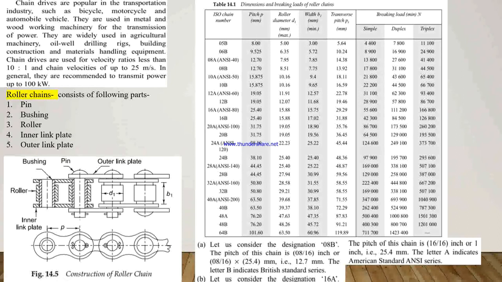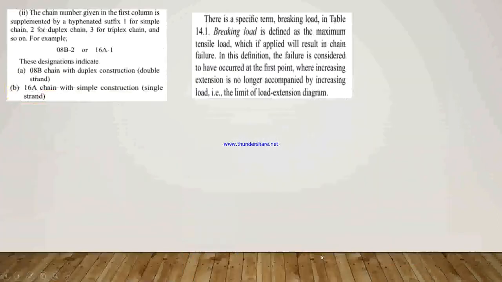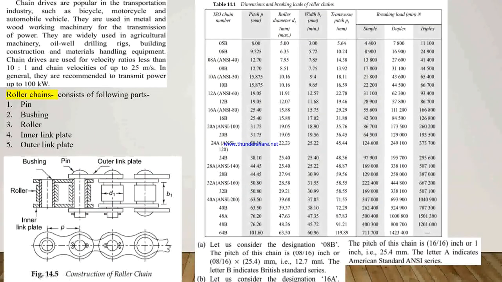if we consider the designation 08B, the pitch of this chain is 08 divided by 16 inch. If we convert this to mm, we multiply by 25.4, which gives 12.7 mm. The letter B indicates the British Standard Series, and the letter A, as in 16A, indicates the American Standard Series, the ANSI series.